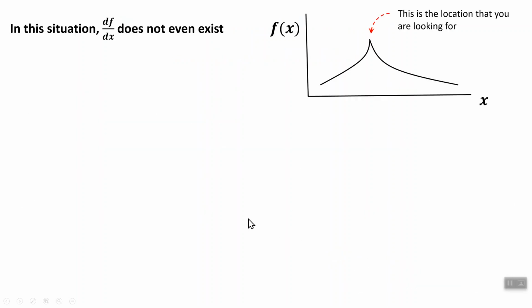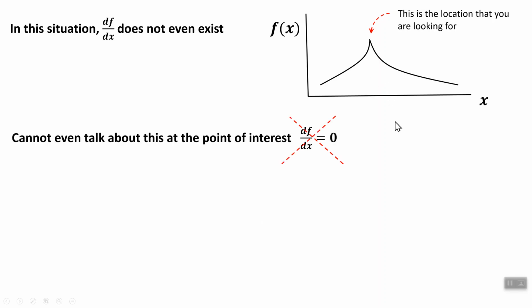Okay. Now, the question was, what if my curve looks like this? Then this business of taking the derivative and setting it equal to 0 does not make sense at this peak because there is no derivative there. So you cannot even talk about df/dx equal to 0. The difference between this problem and the previous one was that there was a derivative, and that derivative could actually be set equal to 0.